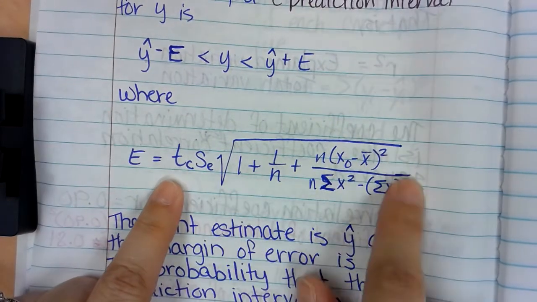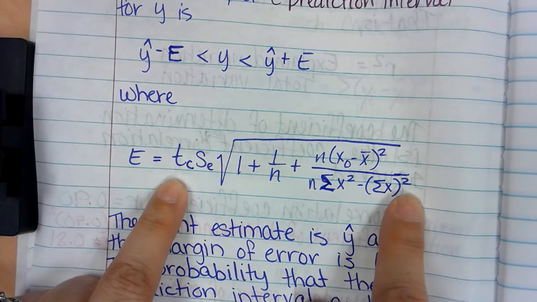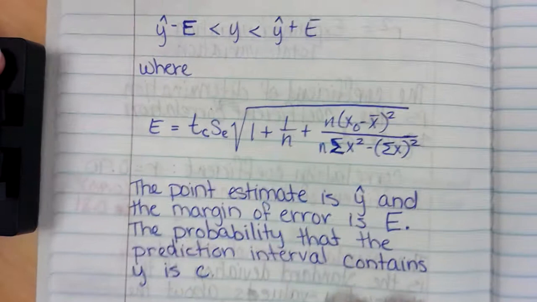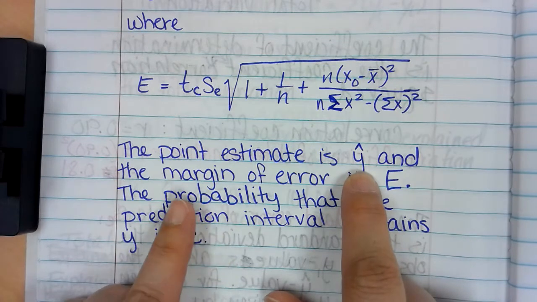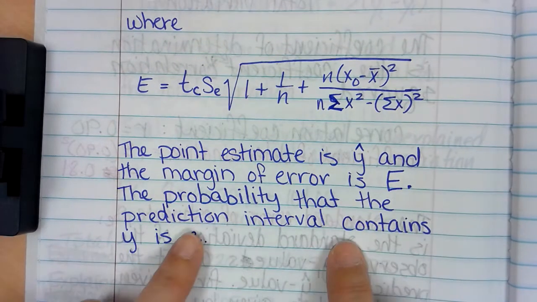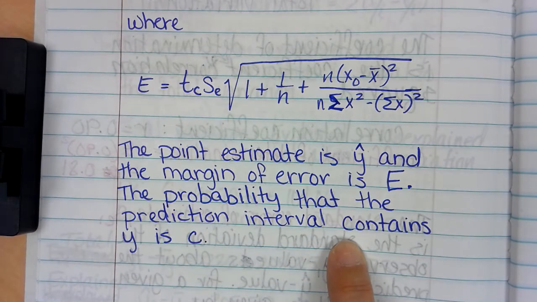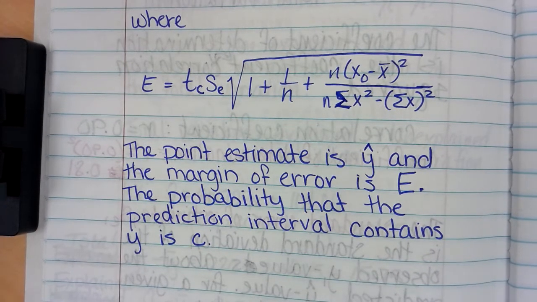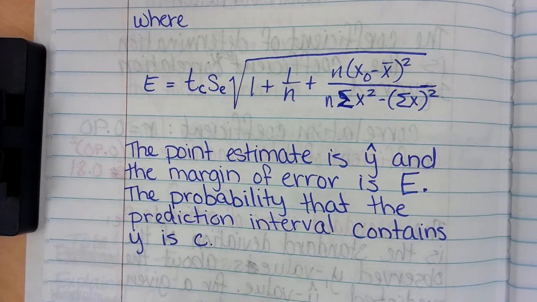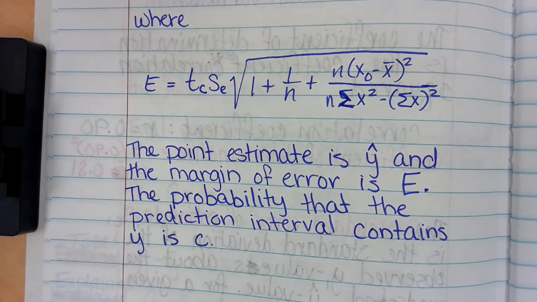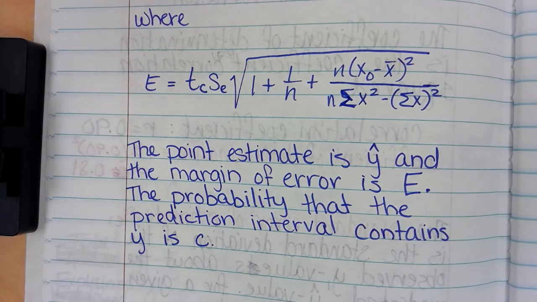And here is a very crazy looking equation, which you do not have to do by hand. I figured out how to get the calculators to do it. So we just want to see it. The point of estimate is the y hat, the regression equation, and the margin of error is E. The probability that the prediction interval contains y is C. So say you wanted a 95% probability, then that would be the area you would use. And for most of what we're going to use, 95% or 99% are going to be our two options. So just so you know, C could be 95% or 99%.